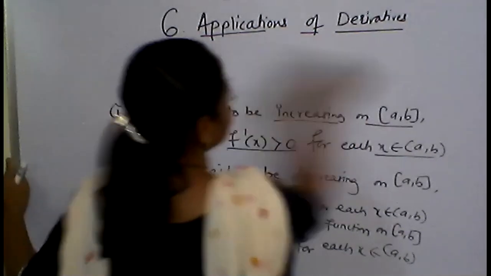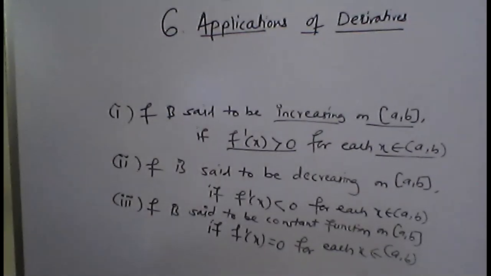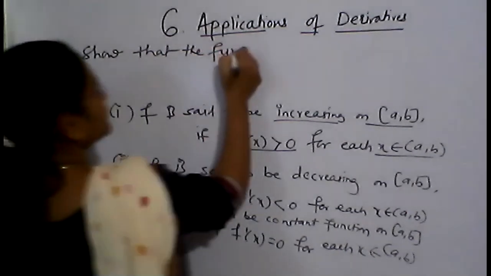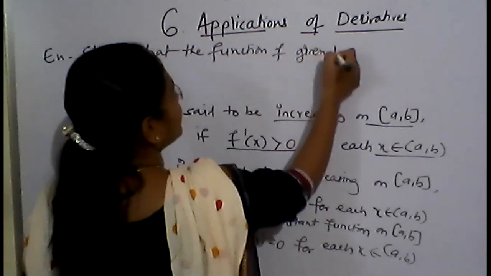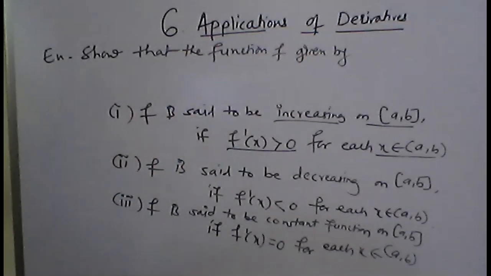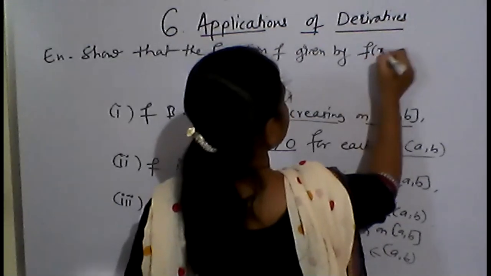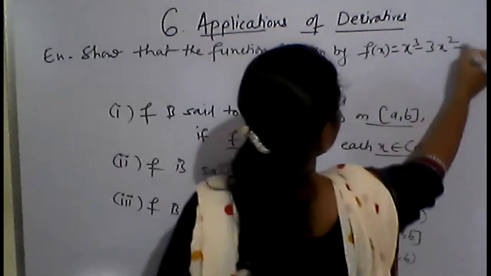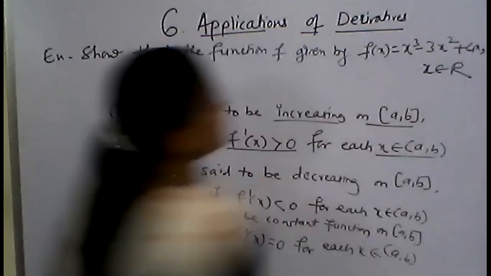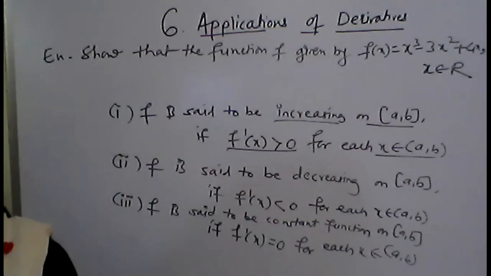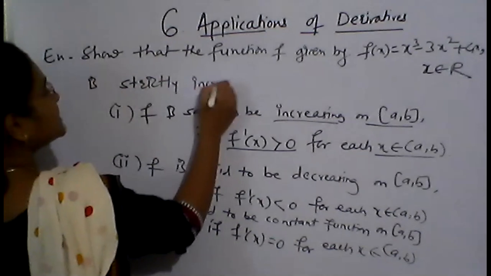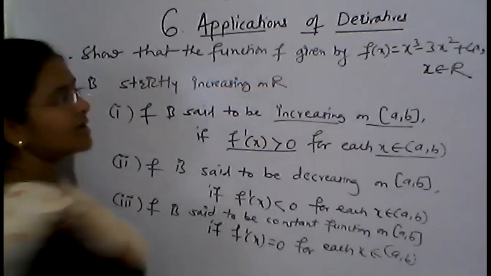Show that the function f given by f of x equals x cube minus 3x square plus 4x, where x belongs to set of real numbers, is strictly increasing on R. Now how we can prove this?